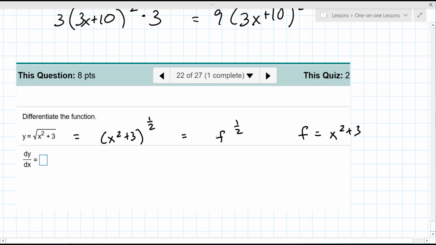Okay. So the derivative of this is 1/2 f to the minus 1/2 power times the derivative of f. So we just do 1/2 x squared plus 3 to the negative 1/2 times 2x. Yes, that's what I heard, and that is correct.